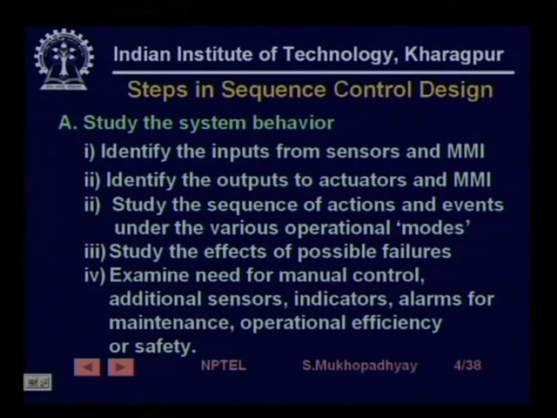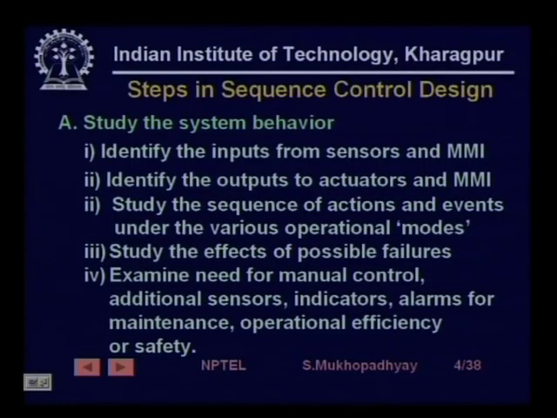Whether some additional sensors are required, some sensors may be there, but to achieve a kind of functionality some other sensors may be needed. Indicators, alarms, as well as operational efficiency or safety. These are the factors which must be considered to finally arrive at the functionality. One must always remember that the customer may not always be able to express his or her needs, and a good automation engineer should be able to supplement it with his own experience in such cases.